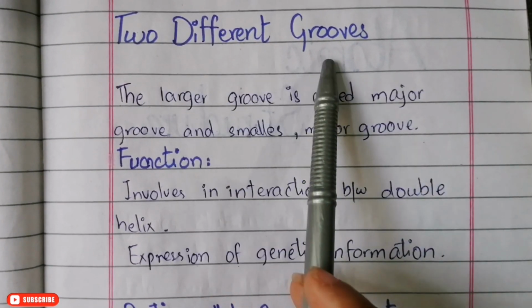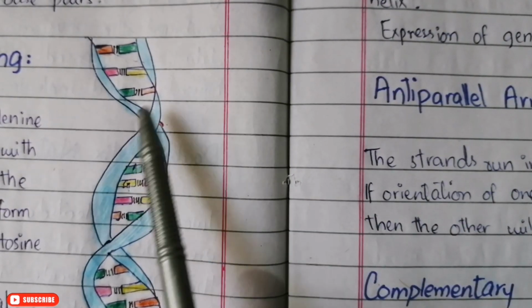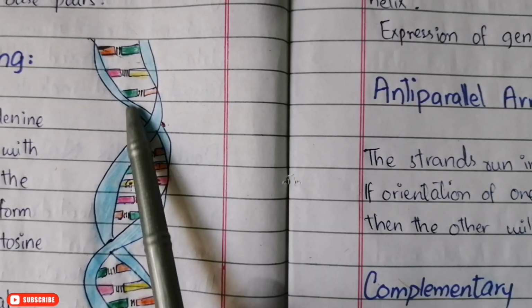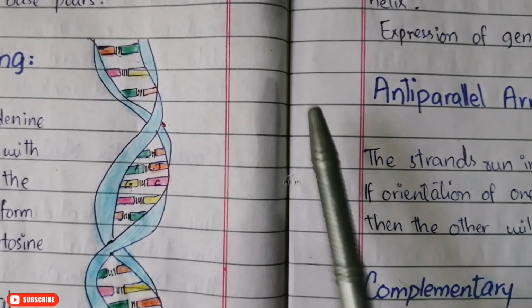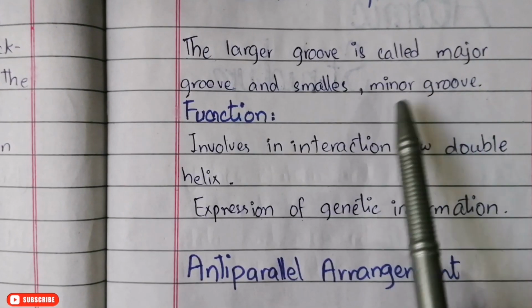There are two different grooves. Grooves are basically this part of the DNA, this part. Whenever the DNA double helix structure is twisted, the appearance it forms looks like a groove. So there are two different grooves. The larger groove is the major groove, and the smaller one is called the minor groove.